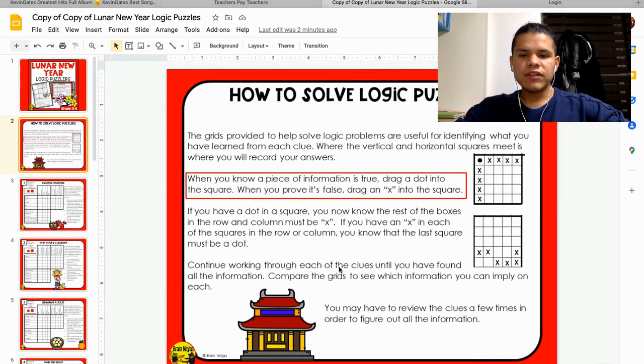Continue working through each of the clues until you have found all the information. Compare the grids to see which information you can imply on each. You may have to review the clues a few times in order to figure out all the information.